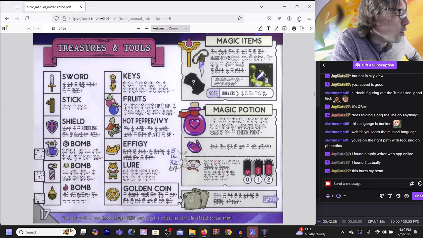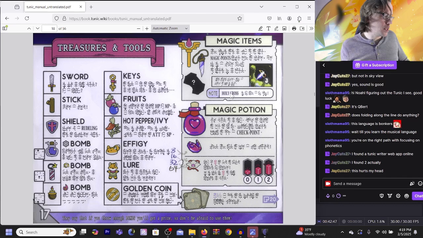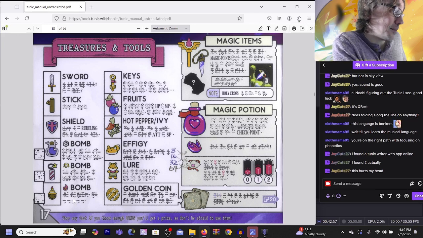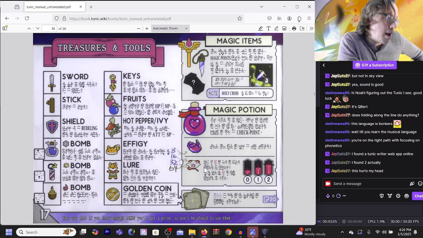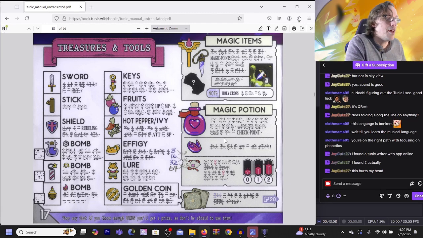Here's a note on the Holy Cross. The Holy Cross can refill my magic. Perhaps. These are buttons I think I need to push. Because if this refills my ice bombs, my firecrackers, and my fire bombs, ooh, that's good eatings right there. This is probably something about how the potions are refilled at a checkpoint.